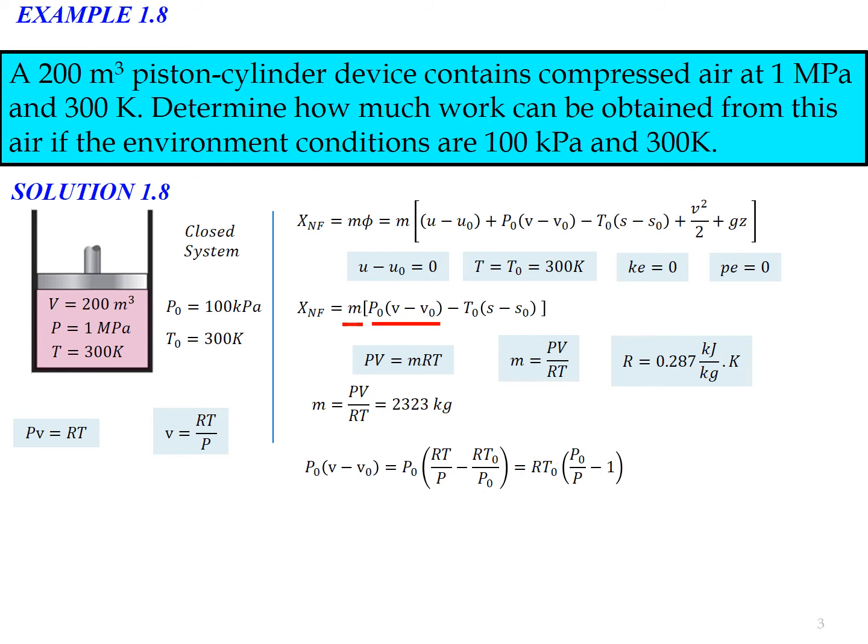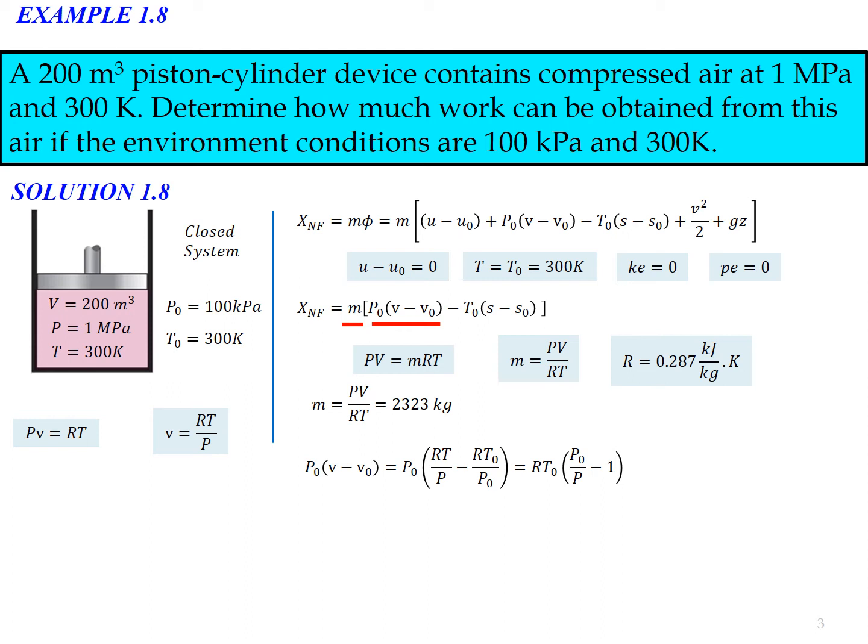Okay, substitute into the term for P naught (V minus V naught). Substitute in the V parameter and also V naught, so we'll get P naught (V minus V naught) equal to P naught bracket RT divided by P minus RT naught divided by P naught.